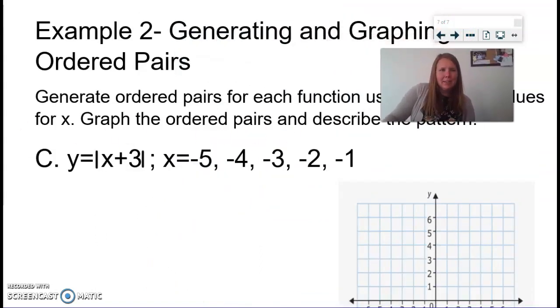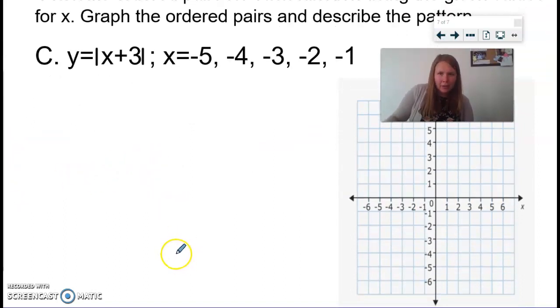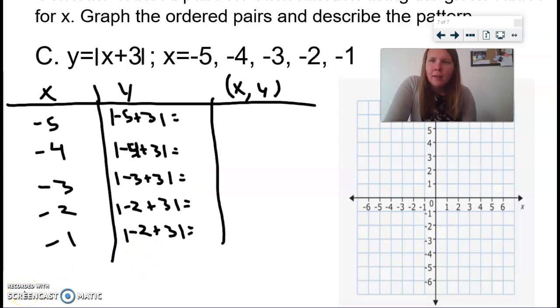Alrighty, so our last one, the graph. This time we have absolute values. So again, just set up your tables. So I'm going to set it up and then we'll go through it. Coming on back, all I did was set up with my x's. So they want negative 5, negative 4, negative 3, negative 2, negative 1. And then I just threw them in this equation part. So it's the absolute value of x plus 3.